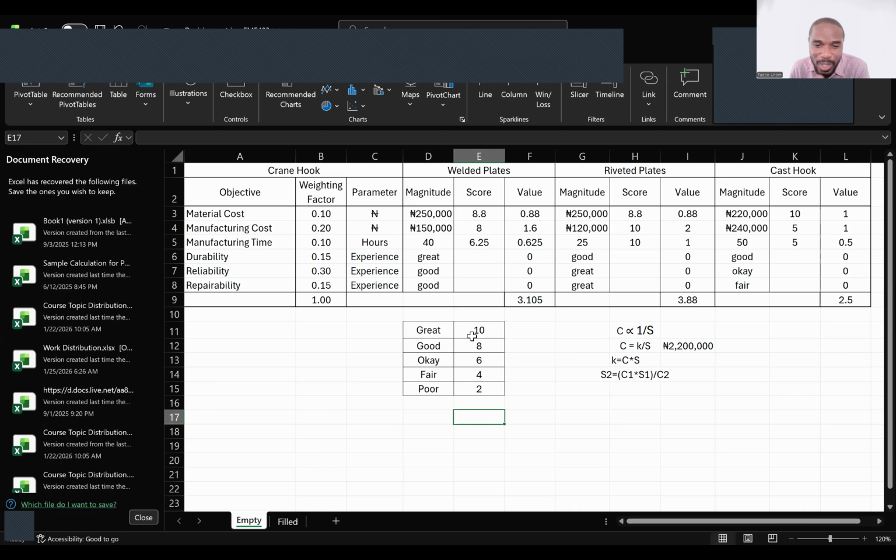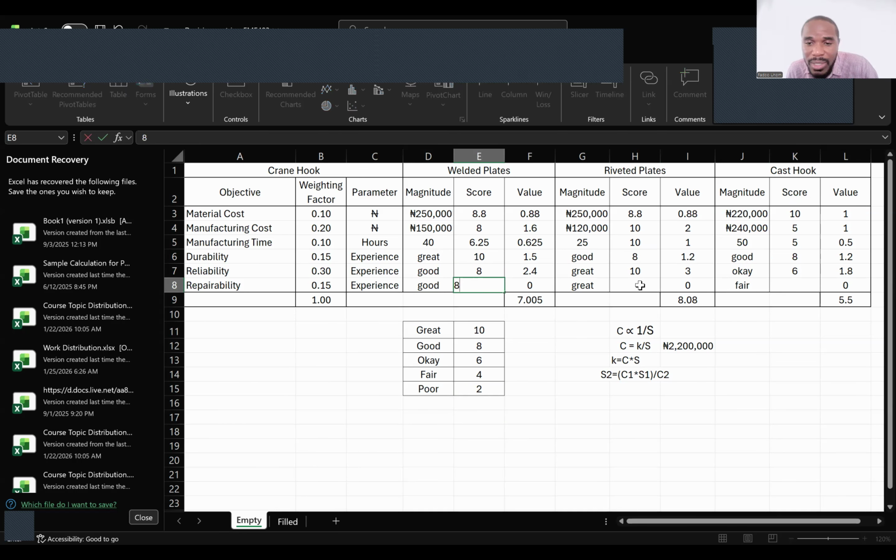So this one is very easy. Once you have this scale, it's easy to plug. And in fact, all the 3, these things down here, it's easy. We don't need to calculate. We just plug. Great is 10, right? Good is 8. Good is also here. That's 8. Great is 10. Okay is 6. Good is 8. Great is 10. Fair is 4.